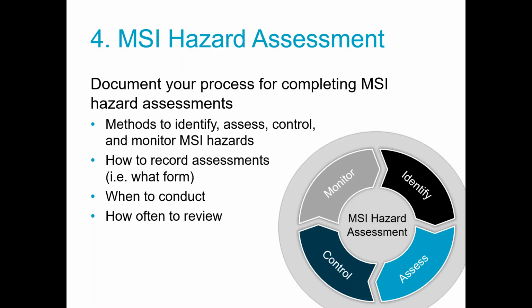If you're going to write this in a procedure, beyond the methods, you're also going to want to include how to record the completed hazard assessment. So you're going to tell them what form they need to use. Is it the standardized form that's being used as part of PRIME element 2 for hazard recognition? If so, then you just write the name of that form in your procedure. And when to conduct hazard assessments.